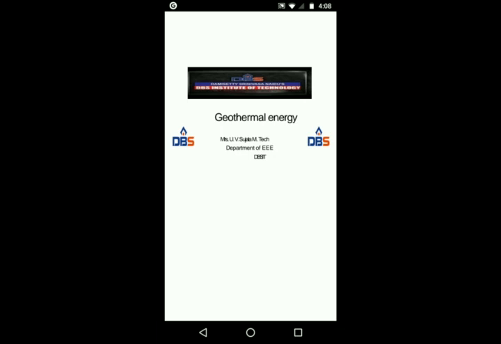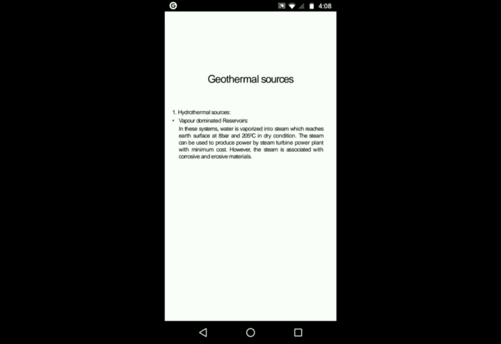Today we discuss geothermal resources. In this, geothermal resources are classified as hydrothermal, petrothermal, and geopressure resources. The hydrothermal sources are further classified as vapor dominated, or dry steam field, and liquid dominated, which is also called wet steam field, and hot water field.